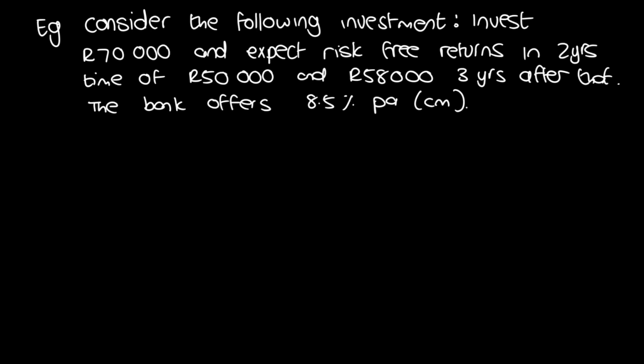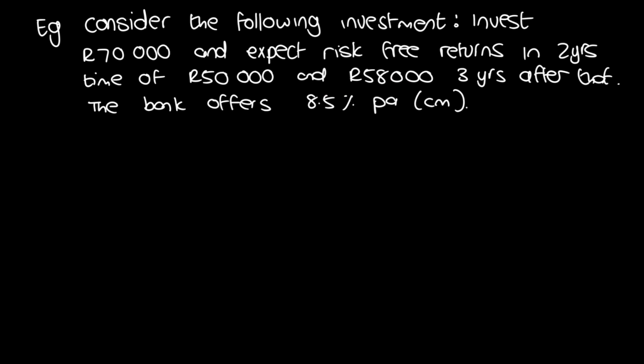So the example we're going to be looking at in this video is: consider the following investment. Invest 70,000 Rand now and expect risk-free returns in 2 years' time of 50,000. And then 3 years after that, expect a 58,000 Rand return. The bank is going to offer 8.5% per annum compounded monthly.